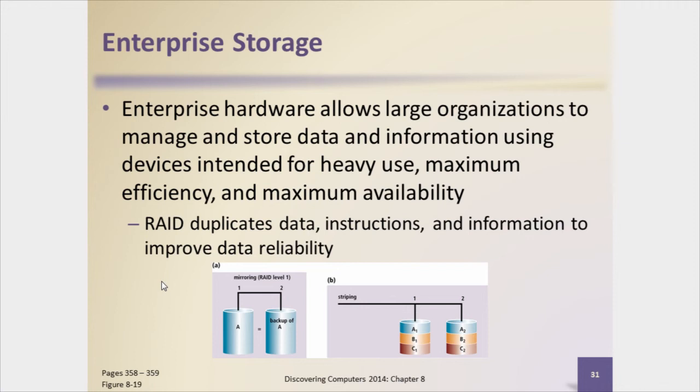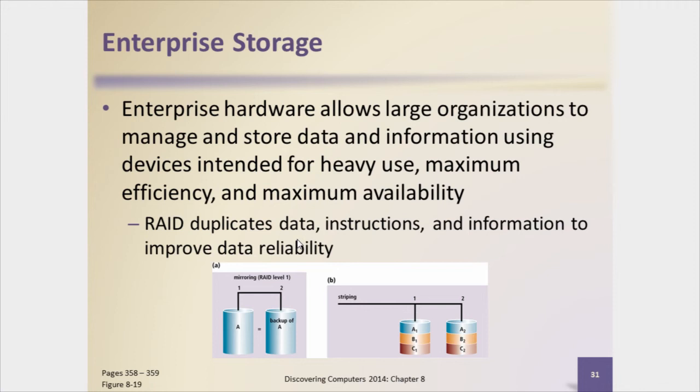If your boss doesn't back up a piece of data and the hard drive fails, the boss is going to be mad at the IT people because it becomes the IT people's responsibility to safeguard their data. How are they going to do that? They're going to implement some sort of enterprise storage solution, and there's several different ways to do that. One is they can implement some sort of a RAID solution. RAID's going to duplicate data in some way, shape, or form.